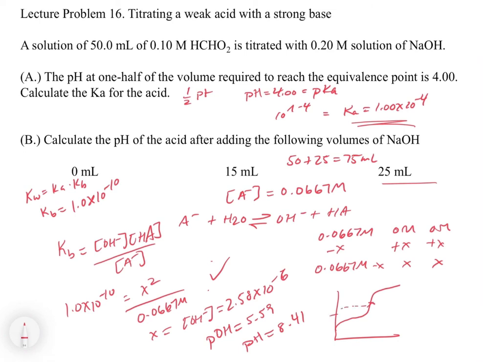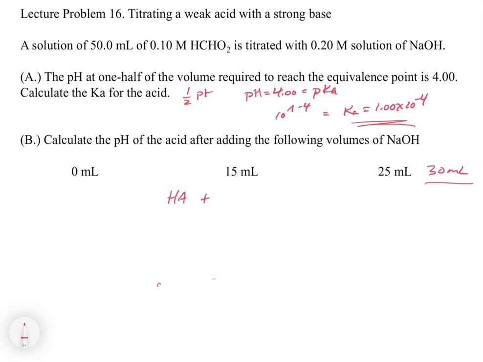So this proves that for a weak acid, the equivalence point is going to have a pH greater than 7. We actually just proved that arithmetically here, and the pH in this particular instance would be 8.41.